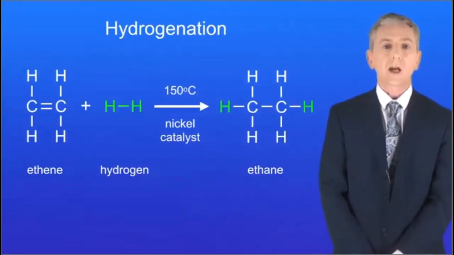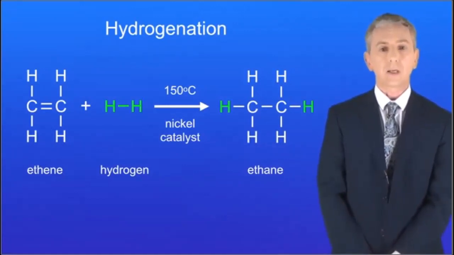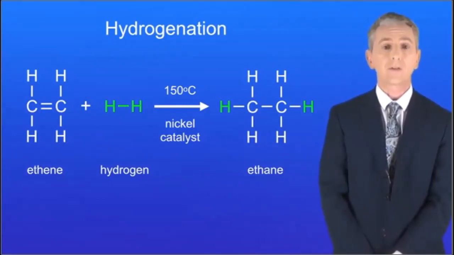Okay, the second key reaction of alkenes is with hydrogen. Scientists call this hydrogenation. I'm showing you here ethene reacting with hydrogen, and I'm showing the hydrogen molecule in green. This reaction requires a temperature of around 150 degrees Celsius. We also need to use a nickel catalyst to speed up the reaction.